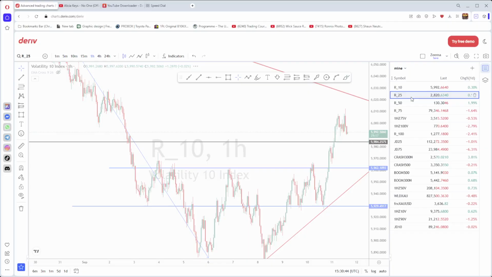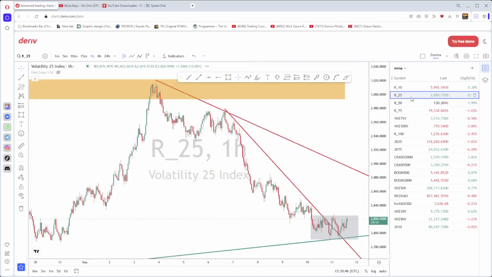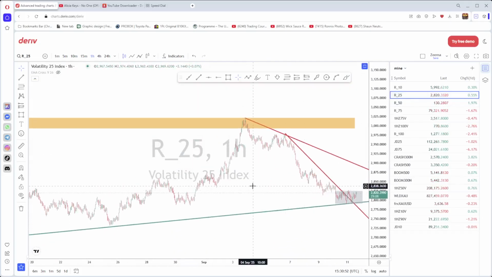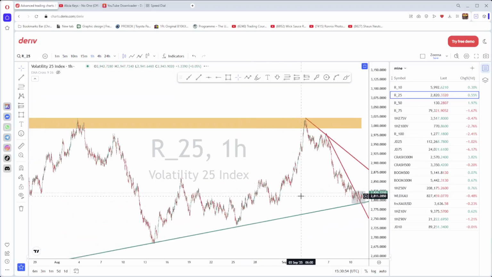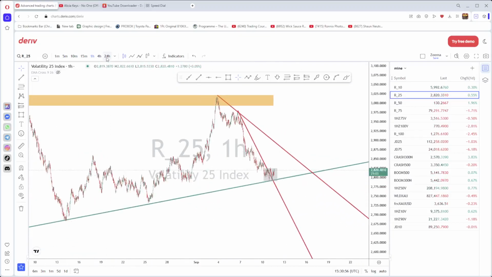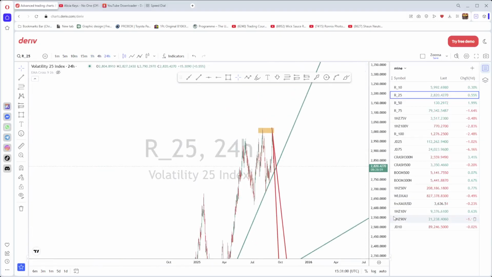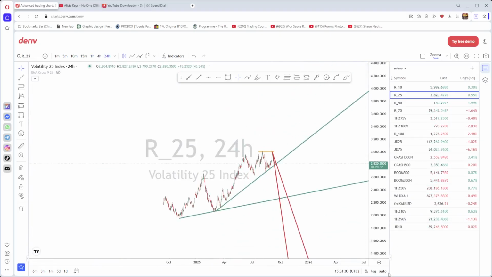Which other chart? 25. Let's see what's happening on 25. Okay, all right, so I had this marked out already. I might just keep it. We'll just go from the daily, just to give you an overview of what I was looking at.